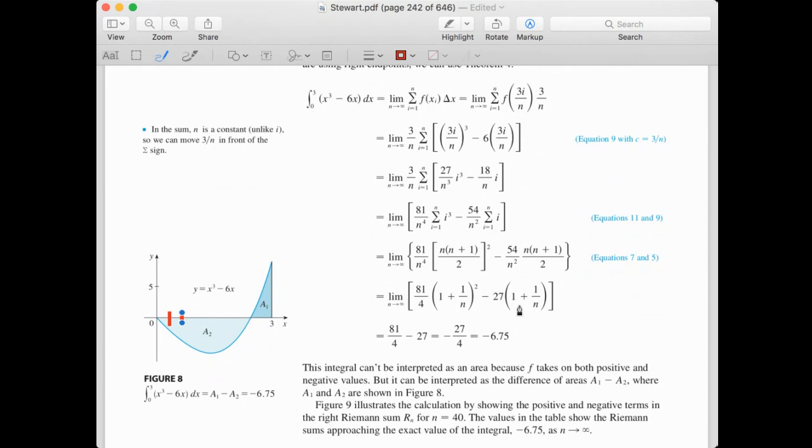If we simplify this, we take a limit. When n goes to infinity, remember what does 1 over n go to? 1 over n goes to 0. So then we'll have 1 left, 1 times this, 1 times this. So I have 81 over 4 minus 27. Simplify, we get negative 6.75.